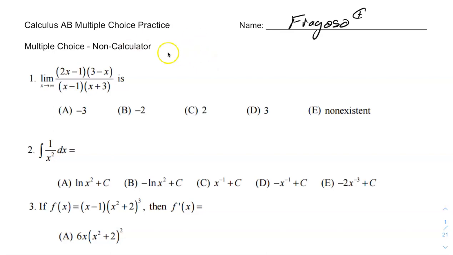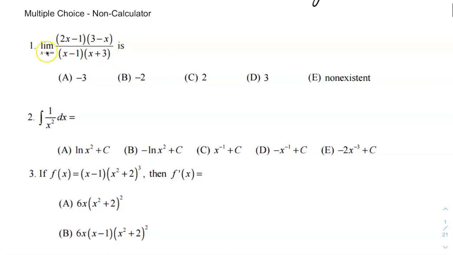Let's go over the 2008 AP multiple choice non-calculator section. The first one: limit as x approaches infinity. If you remember how to do limits at infinity, it's all about horizontal asymptotes. Top bigger than bottom, bottom bigger than top, bottom equal to top. This one is 0. This one is the ratio. This one is infinity or does not exist, or negative infinity, depending on which we have.